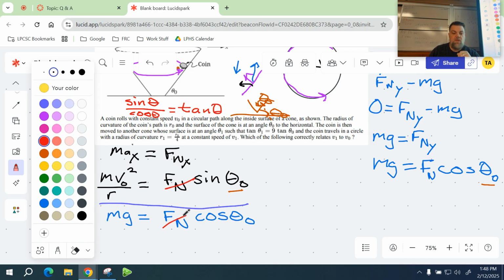These will cancel. The masses will cancel. This actually goes on the bottom of this mathematically. So now we've got tangent of theta naught, and I apologize for the handwriting, it's beyond my control, is equal to, and remember this velocity is v naught squared all over r naught times g.